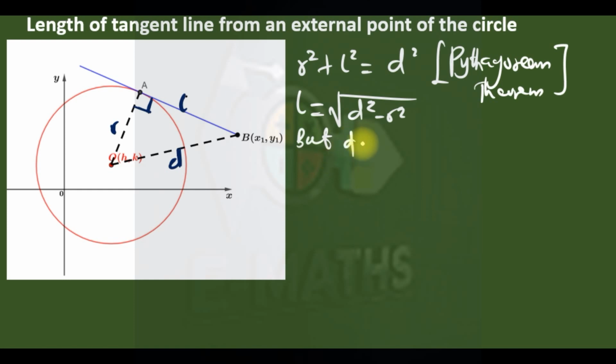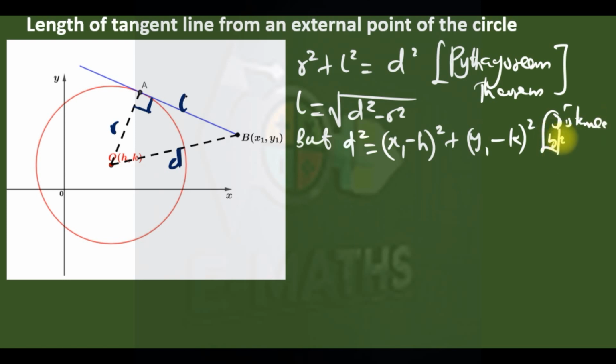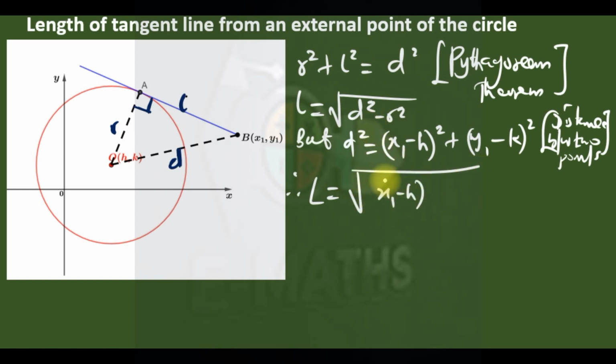You see that d squared is equal to x1 minus h all squared plus y1 minus k all squared. That's the distance between two points, the distance formula. So what we are looking for, L, is the square root of x1 minus h all squared plus y1 minus k all squared minus r squared. At least that's the formula.